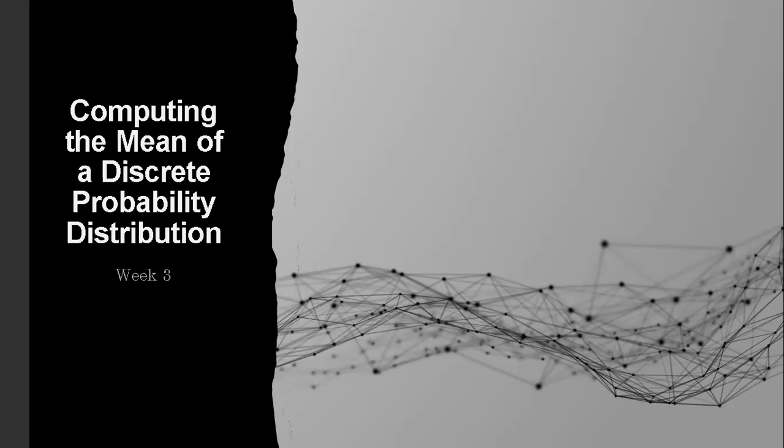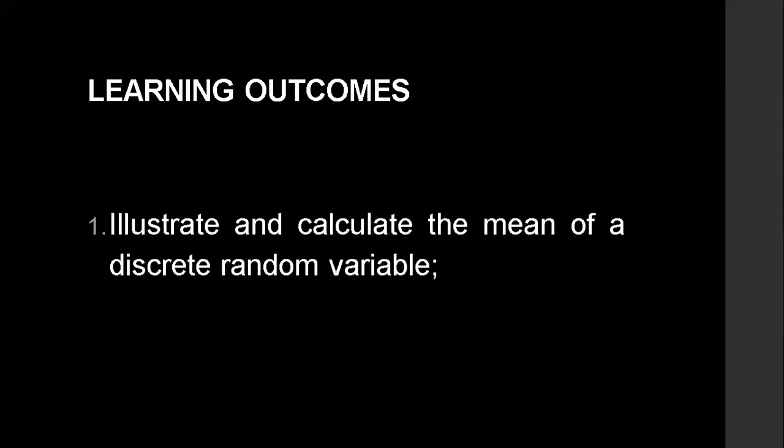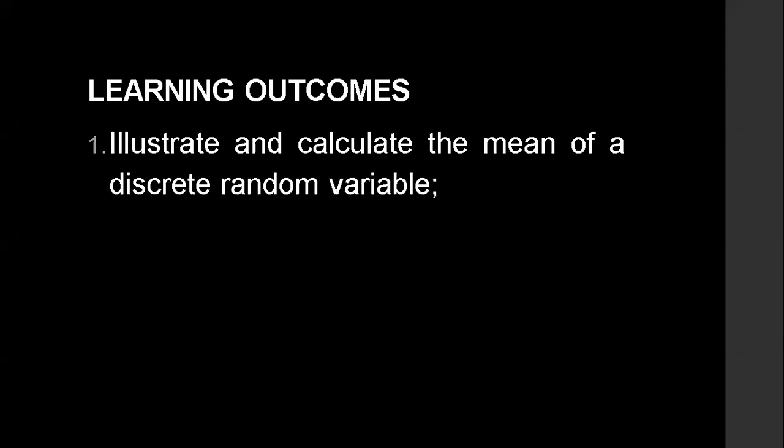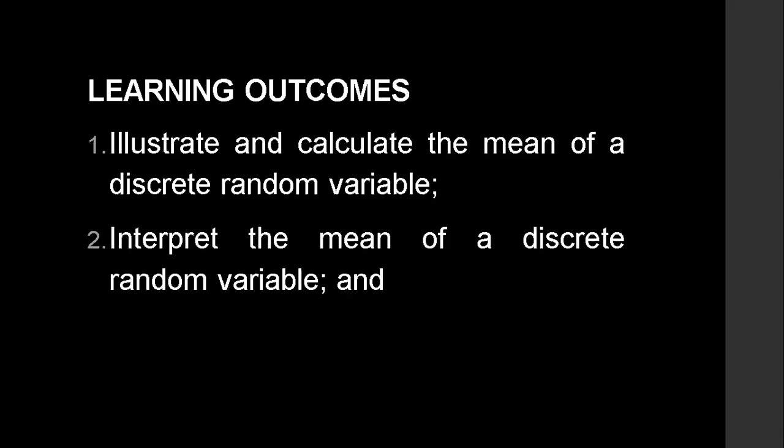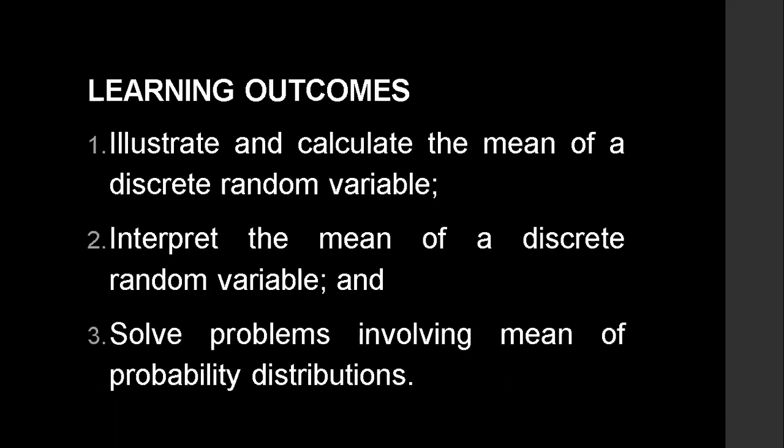And so before we start, we would like to introduce to you the learning outcomes that you should be able to learn throughout this module. So first one, we're going to illustrate and calculate the mean of the discrete random variable. So we're just focusing on the discrete random variable, kasi nga they are countable basically. And then we're going to interpret the mean of a discrete random variable. So kung napag-compute na ba tayo ng mean, ano ba yung ibig sabihin nun? So anong interpretation ng mean na yun? Okay? And the last one, we're going to solve problems involving mean of a probability distribution. So yun yung mga abangan natin na sana ma-achieve natin throughout this discussion.